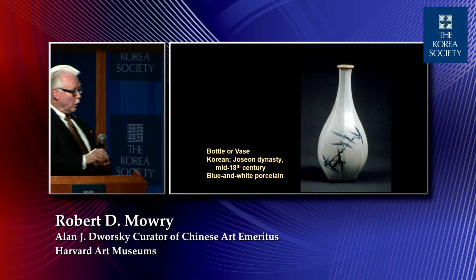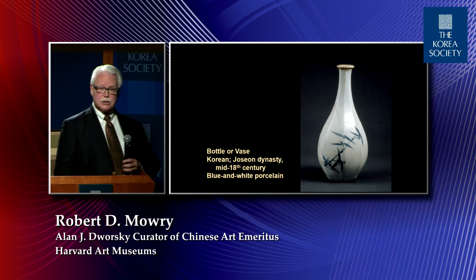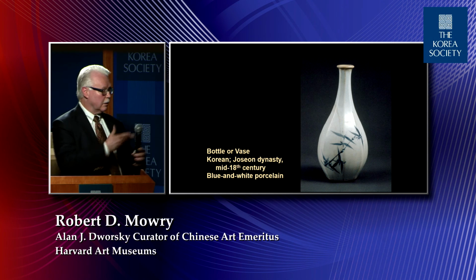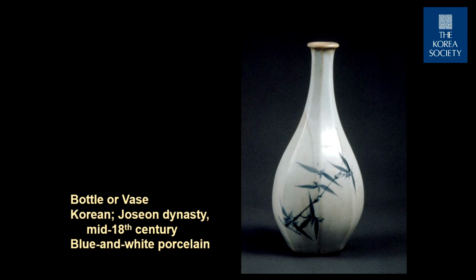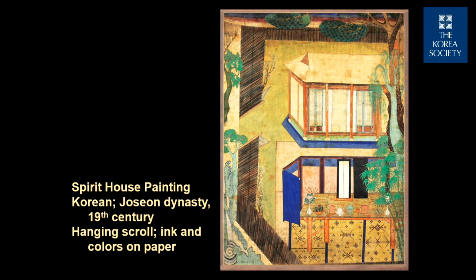For these white wares, the cobalt is introduced again. 17th begins to gain some proliferation in the 18th century. Again, with cobalt, the designs can be very delicate, no borders, just one sprig of bamboo that we see there. But also I wanted to show you that some of these kinds of things begin turning up in painting. This is a painting of a so-called spirit house, a hanging scroll, ink and colors on paper.